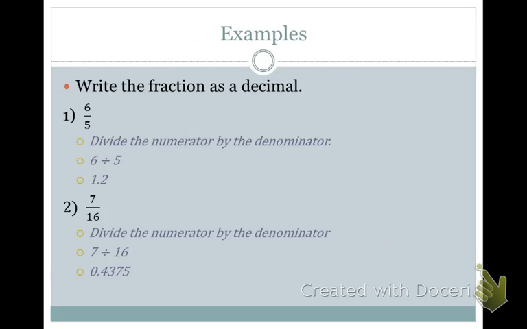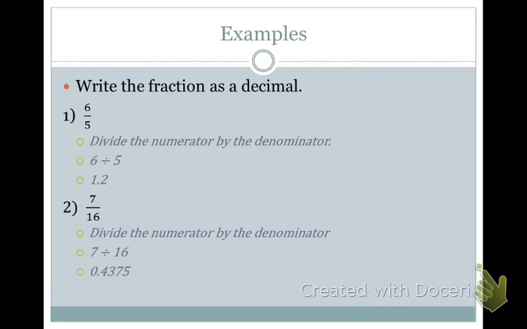So the next slide deals with a few more examples. Write a fraction as a decimal, so you see that we have 6 over 5 this time. So notice that the 6 is bigger than the 5. We're going to divide 5 into 6. You can use a calculator for that again, dividing the numerator by the denominator, and we get 1.2. And you're done. That's it. Your answer has a decimal in it, and you are finished.